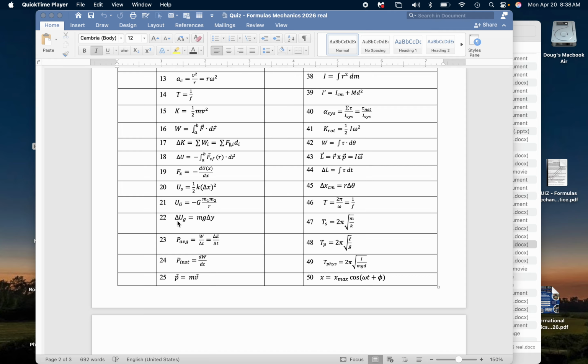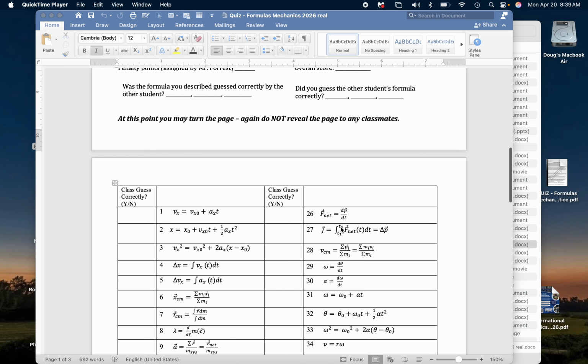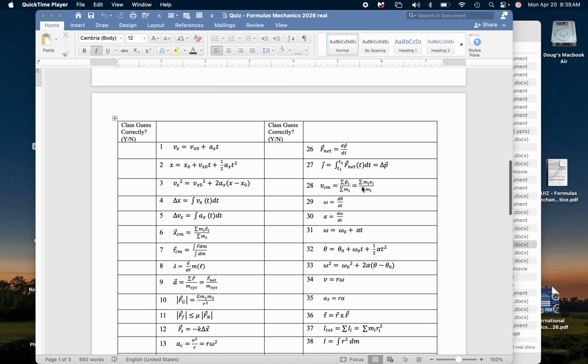So average is just final minus initial divided by time. Instantaneous is at any instant the slope of that graph. 25 is the formula for momentum, linear momentum. 26 says force is equal to the derivative of momentum with respect to time. 27, I would say the easiest way to say this is an impulse equals change in momentum formula.